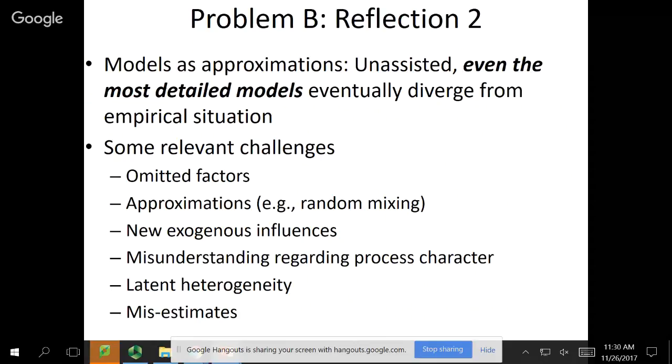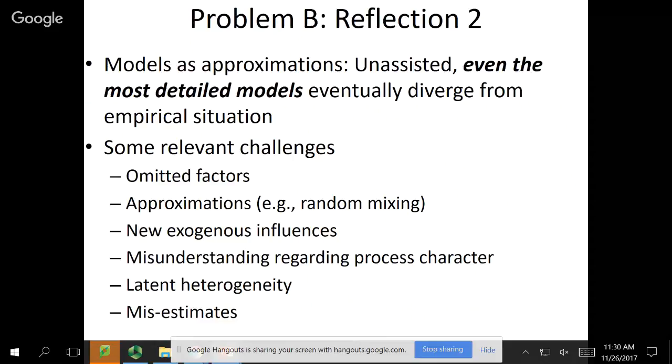Now, the reflection here is further that, look, even if you have the most detailed model, the most rich, rigorous model built on extremely high quality data, and even if it's a very, very well thought through model, eventually it's going to diverge from the empirical situations. Models by nature are simplifications of the world. Like maps, they are useful because they simplify features of the world, and boil it down to a smaller set of simpler factors. That's what allows us to run them, to build them in reasonable time, etc.